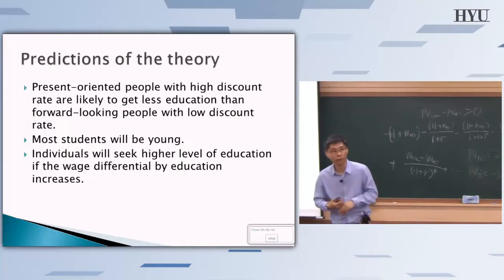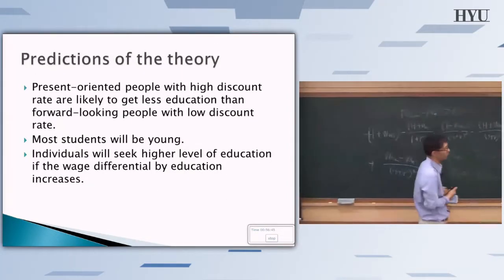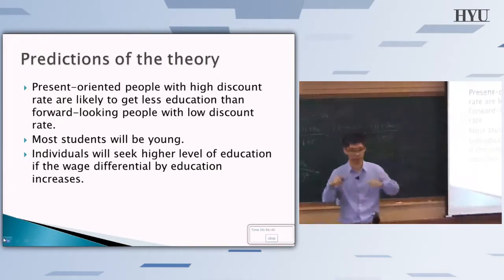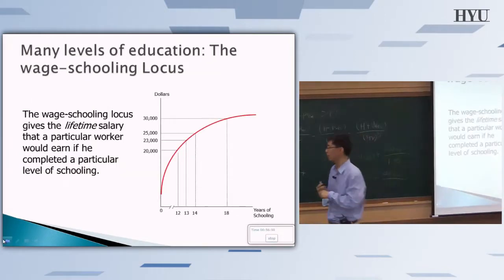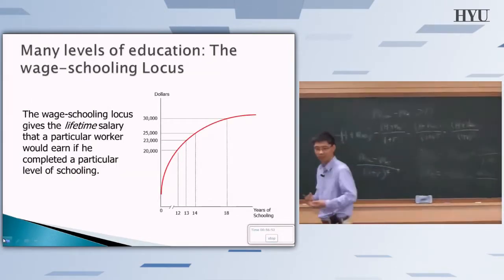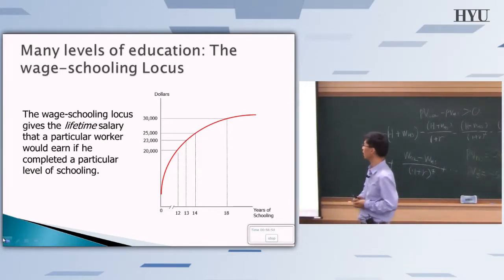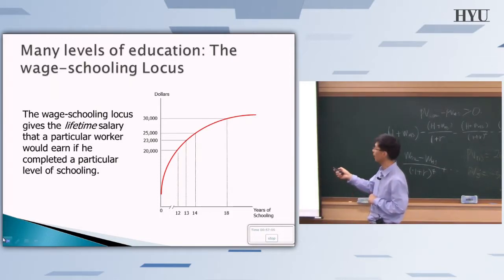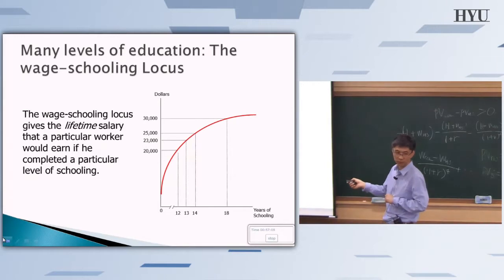Okay, so far what we have learned is the choice between two education levels. We'll just generalize it to many education levels. Okay, how do we generalize it? To generalize it, we think of this graph. We call it wage schooling locus. Wage schooling locus is just the relationship between the years of schooling and the wages this person expects.